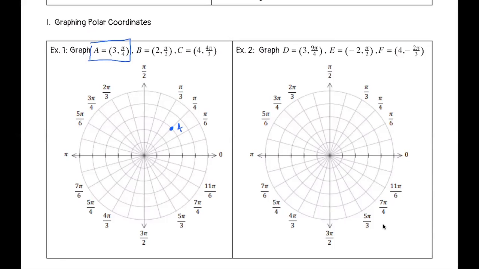Yes, okay. So for coordinate B, I'm going to go to pi over 2, but this time I'm only going to count out 2 circles. And so that's where point B would be. And point C is 4 comma 4 pi over 3. So I'm going to go to 4 pi over 3, and I'm going to count out 4 circles. And so I end up with this as point C. All right, let's keep going. So on a different graph, let's graph the points D, E, and F. I'll give you a moment to kind of visualize where the points might be, and then we'll graph those together.